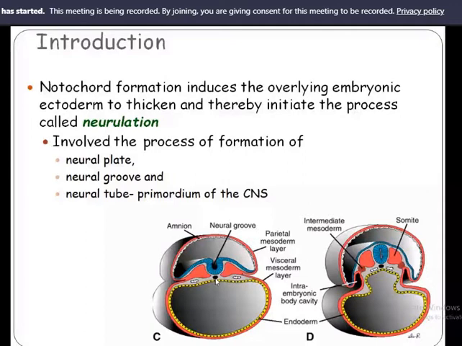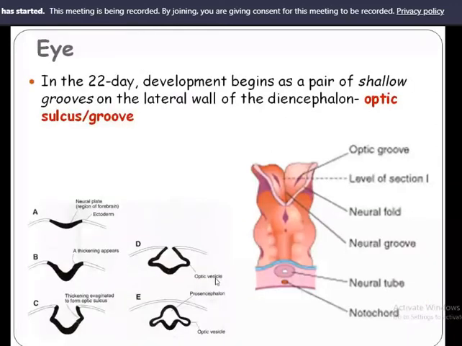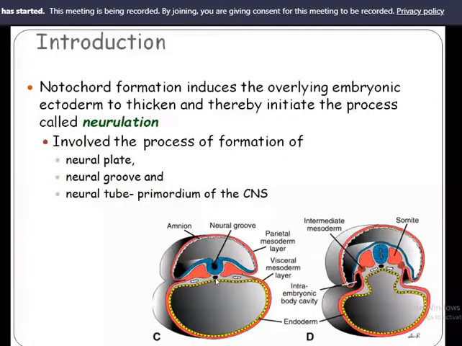From the neural plate, neural folds form. Then the neural groove forms, and fusion of the neural folds occurs, and finally the neural tube is formed. So why am I teaching this? Because it has some relation with the development of the eye.